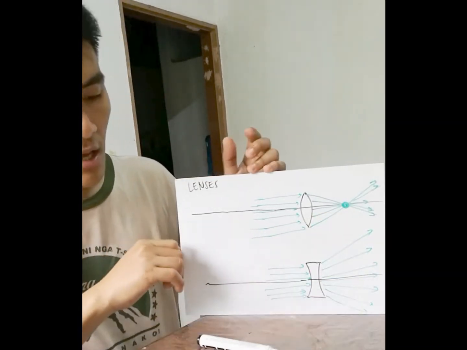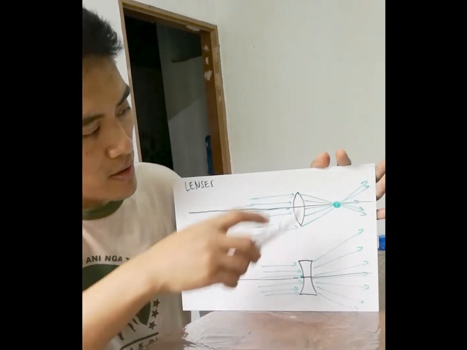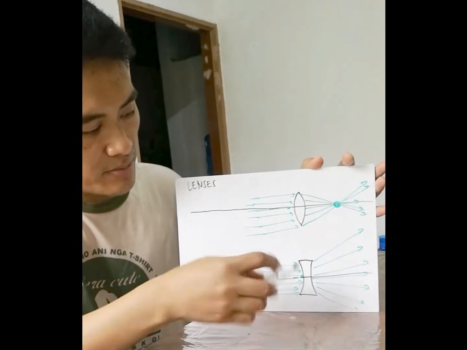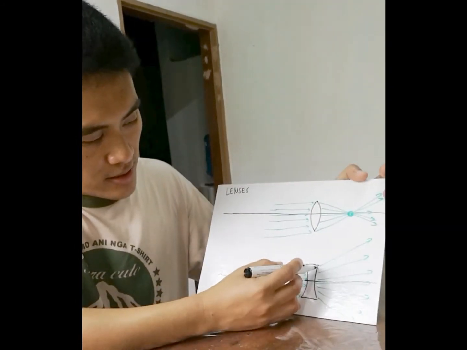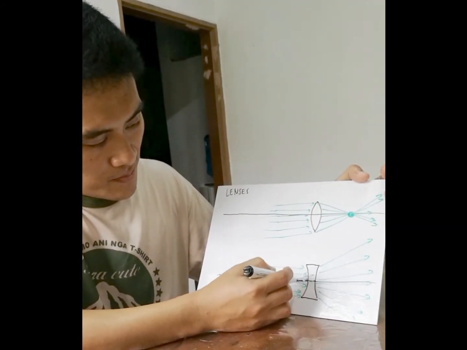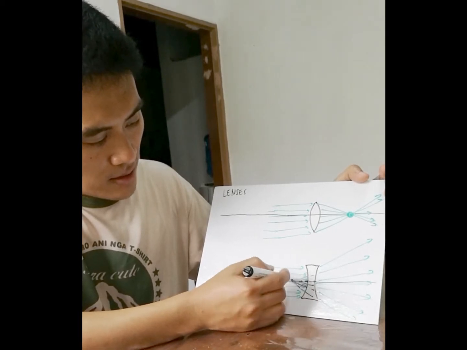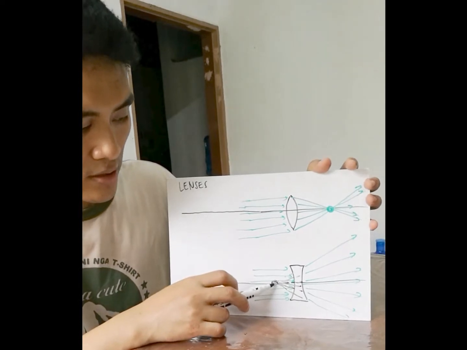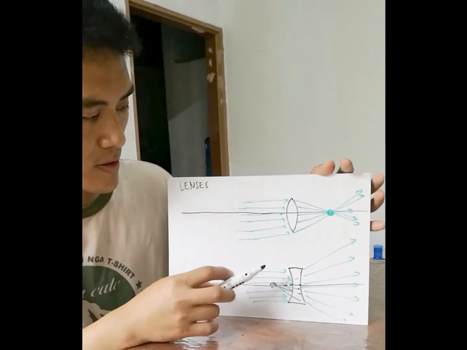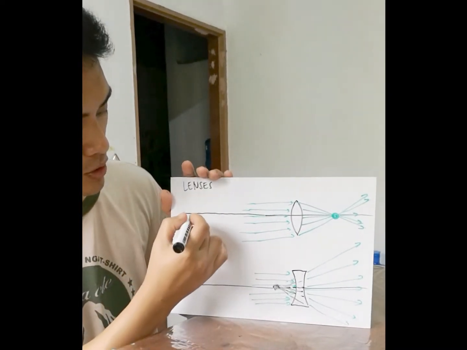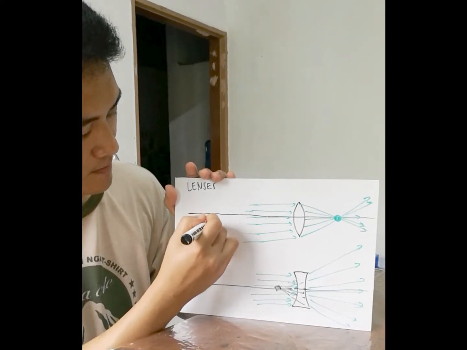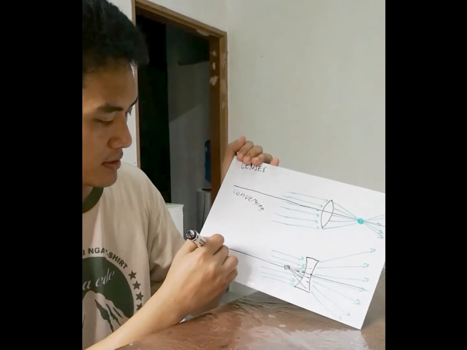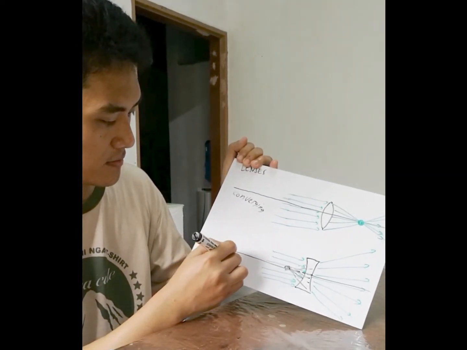are diverged. But again, it's important to take note that here, you have a real focus, and here, the light rays are spread out, but you can extend these light rays back, like so. And if they extend them back, you can imagine that there is also a focus here that we call a virtual focus. So again, this is a converging lens, right? And we have a diverging lens.